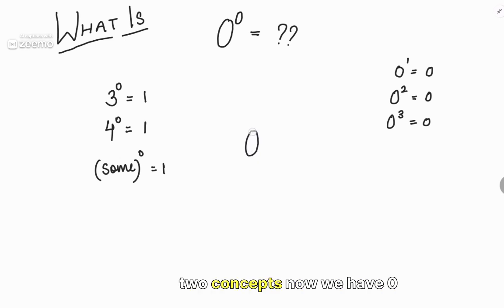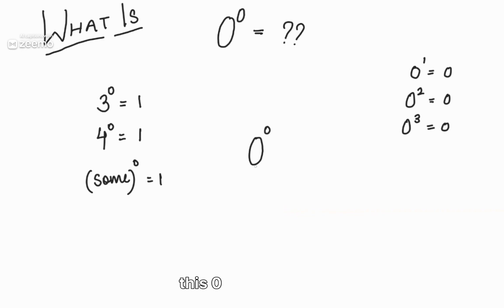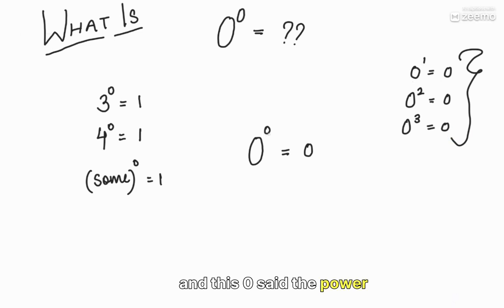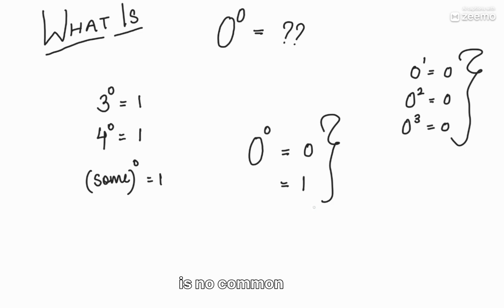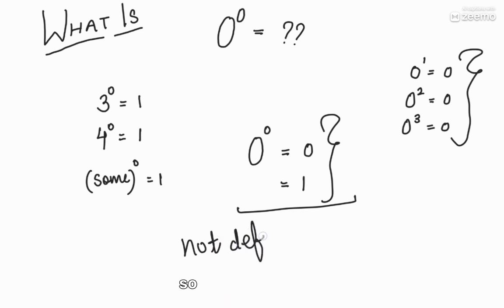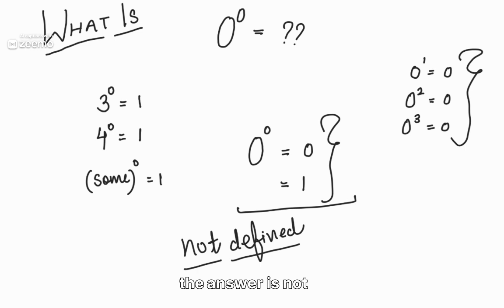Now we have 0 raised to power 0. So this 0, the bottom one, the base one, says the answer should be 0, because it says that whatever the power, but the base is 0, then the answer is 0, okay? And this 0, the power, says that the answer should be 1. So there is no common thing between them. There is no common solution. So that is why 0 raised to power 0 is not defined. So whenever you get 0 raised to power 0, you will always write the answer is not defined.